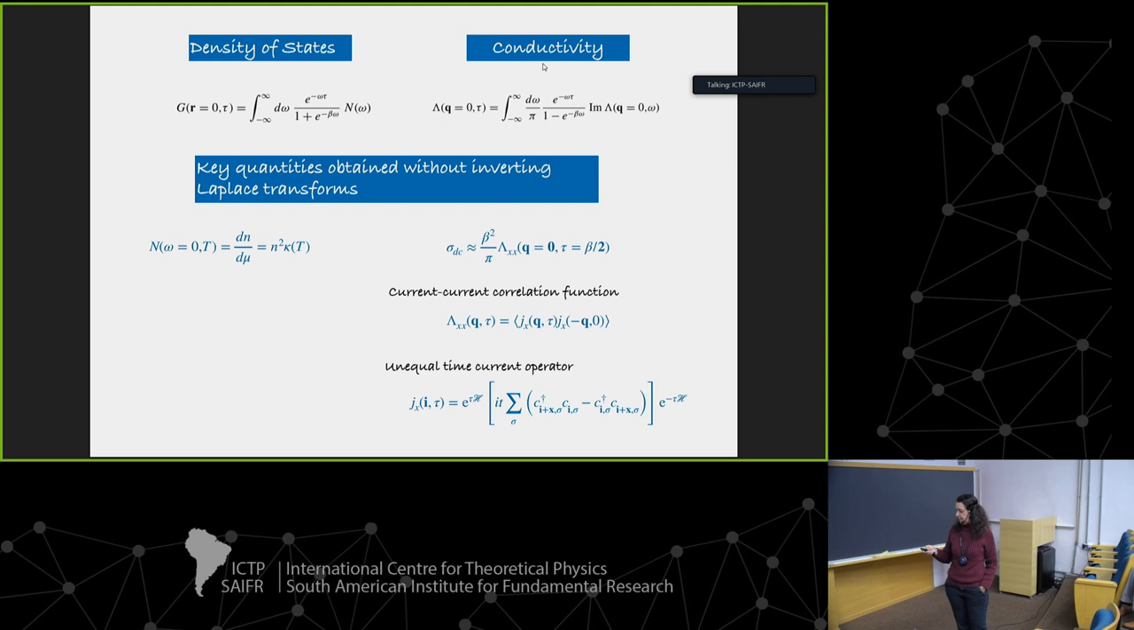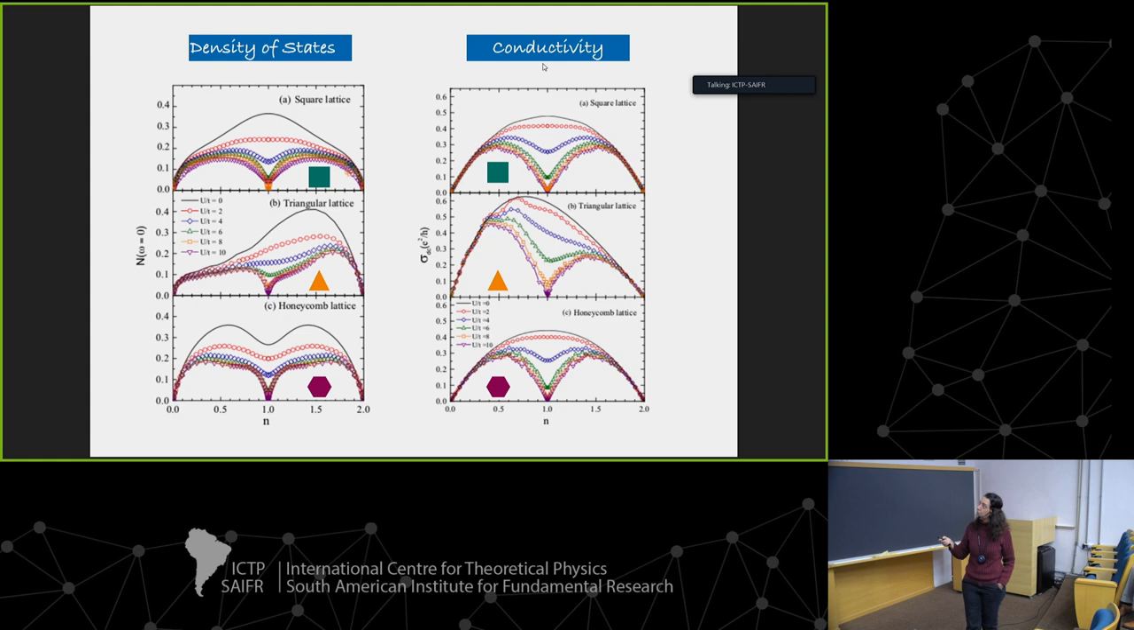So here are our results. The density of states is on the left panel if you're facing it, and the conductivity on the right panel. And what we see in both cases, once again, is that the Mott transition is signaled at half filling. We see this clear dip where the conductivity is going to zero as we increase the correlations. And we see clearly also that the triangular lattice is non-symmetric, and the peaks below and above half filling are switched as we look at the height in the conductivity and in the density of states.